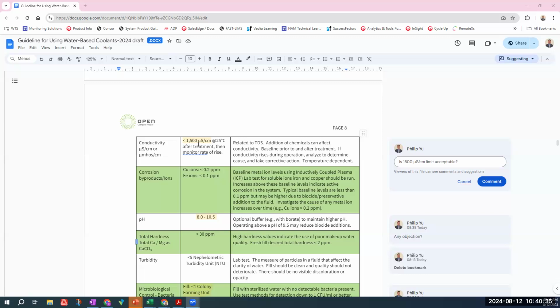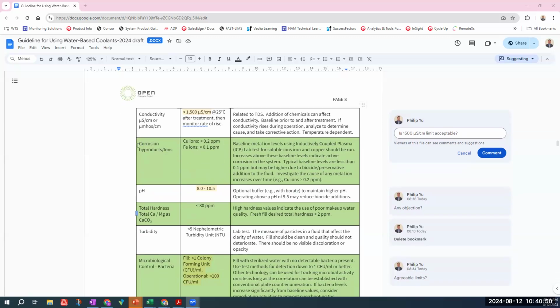Is this an acceptable limit for everybody? No objection? Okay, next, corrosion byproduct.